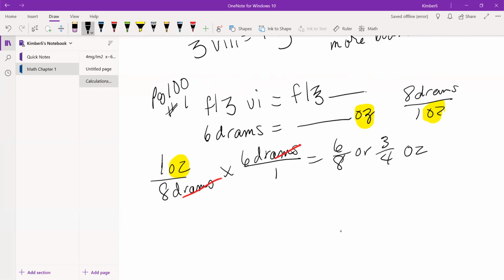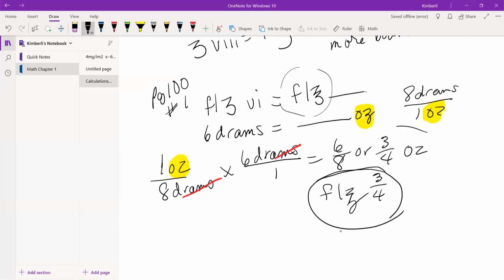Or I'm going to write it, you can't write it using this apothecary notation. You can. But we don't have a 3/4 symbol using Roman numerals. So it would have to look like this. So you can give me this answer, or you can give me this answer. Either one is correct. Okay.